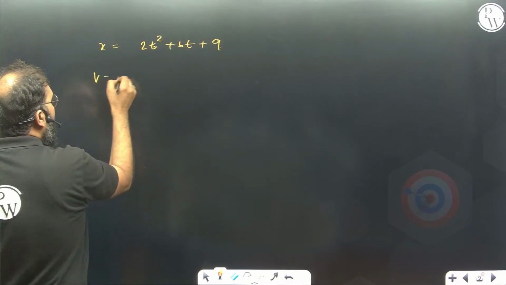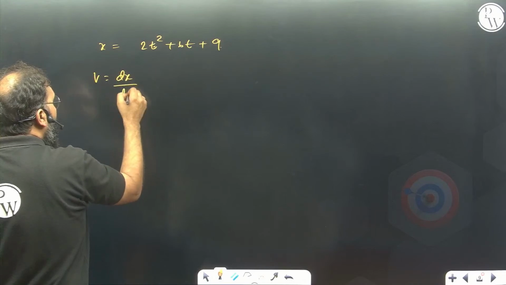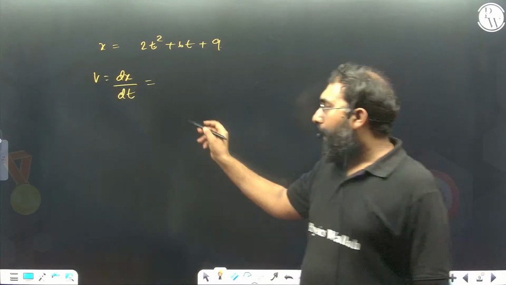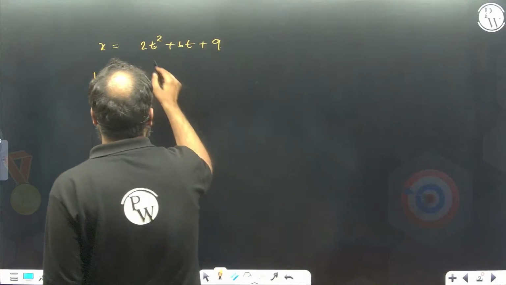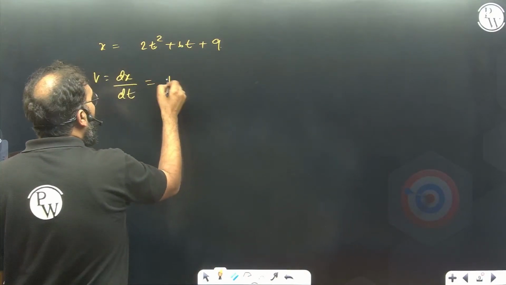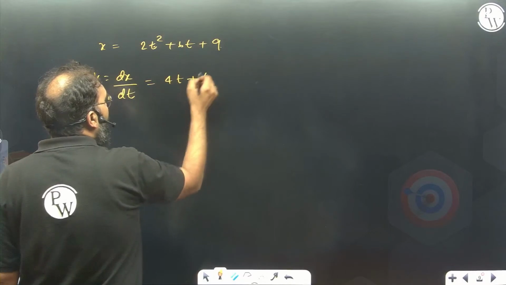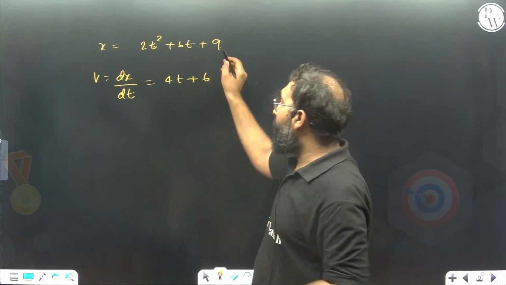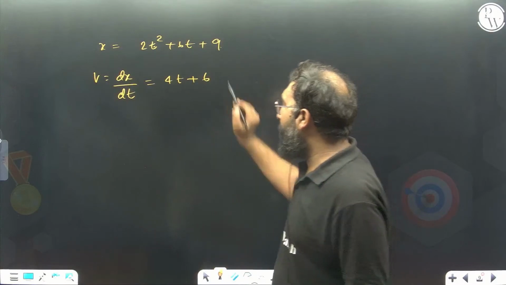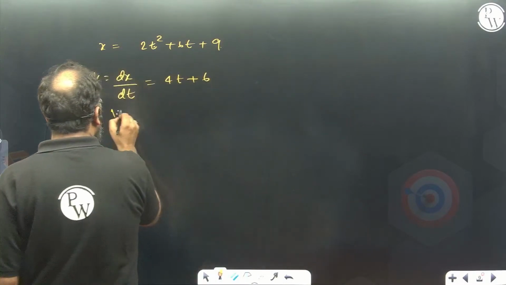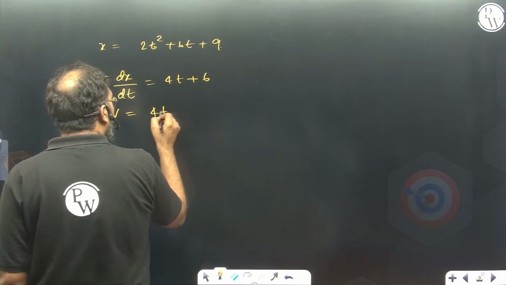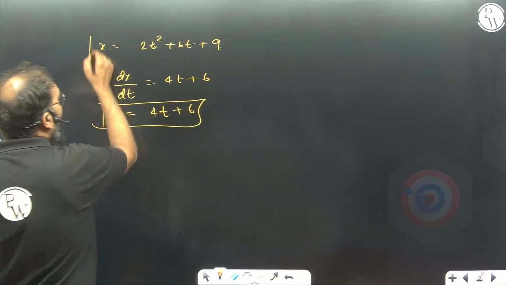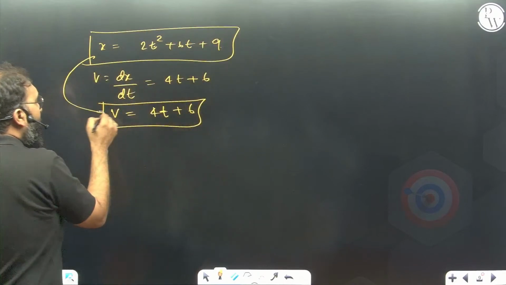Velocity is defined as the rate of change of displacement. So velocity will be written as dx by dt, and if I do dx by dt here, what I am going to get is 4t plus 6, and the differentiation of a constant is 0. So 9 is a constant here, and its differentiation will become 0. So velocity is 4t plus 6. Okay. So from the given displacement function, I have calculated the velocity function.